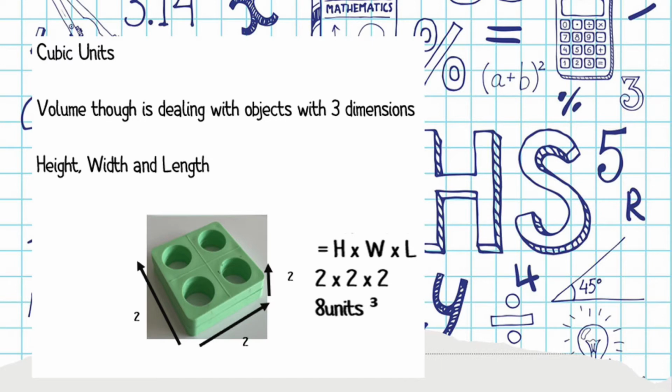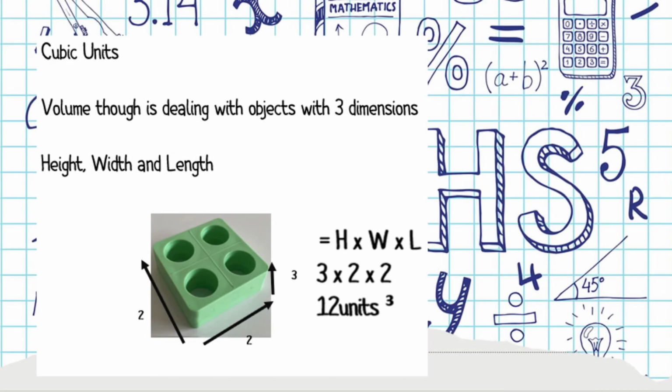This time I've added another second numicon on the top. This means both of them are 2 long and 2 wide, but there are 2 of them, meaning it now has a height of 2. 2 times 2 is 4, 4 times 2 is 8. That means the volume of these 2 numicon is 8 units cubed. Cubed is represented by the small 3.